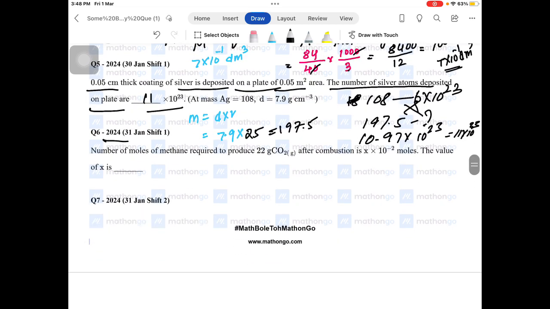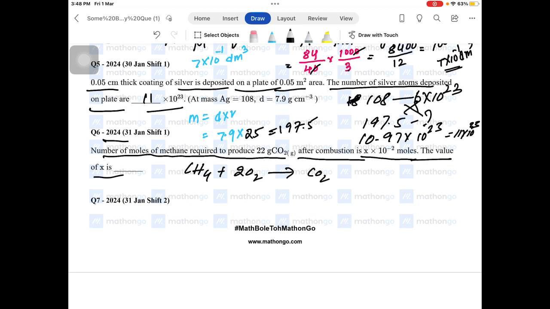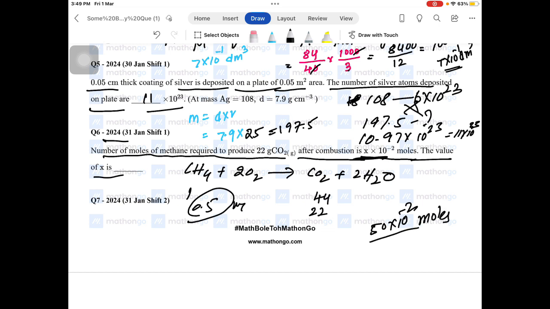Next question. 2024, 31st Jan shift 1. Number of moles of methane required to produce 22 grams of carbon dioxide after combustion is x into 10 to the power of minus 2 moles. The value of x is? Same reaction: CH4 plus 2O2 gives rise to CO2 plus 2H2O. So 1 mole of methane gives 1 mole of carbon dioxide, that is 44 grams. To get 22 grams, 0.5 moles of methane is required, but we are going to express it as x into 10 to the power of minus 2, that is 50 into 10 to the power of minus 2 moles of methane is required.